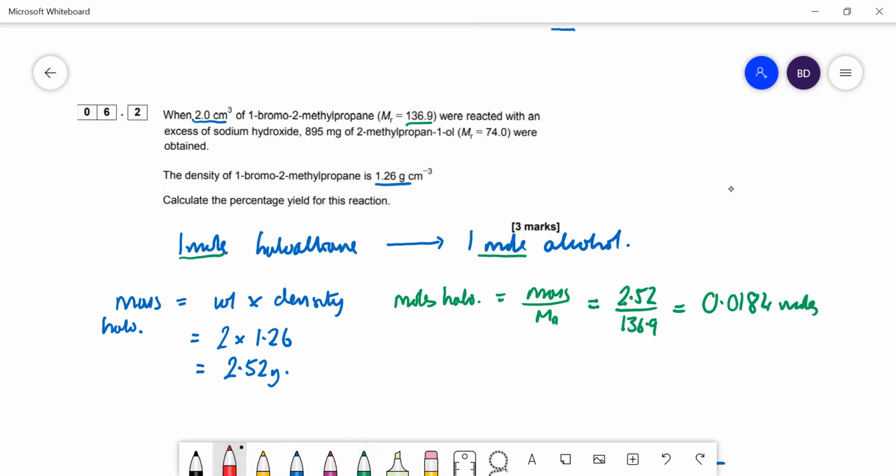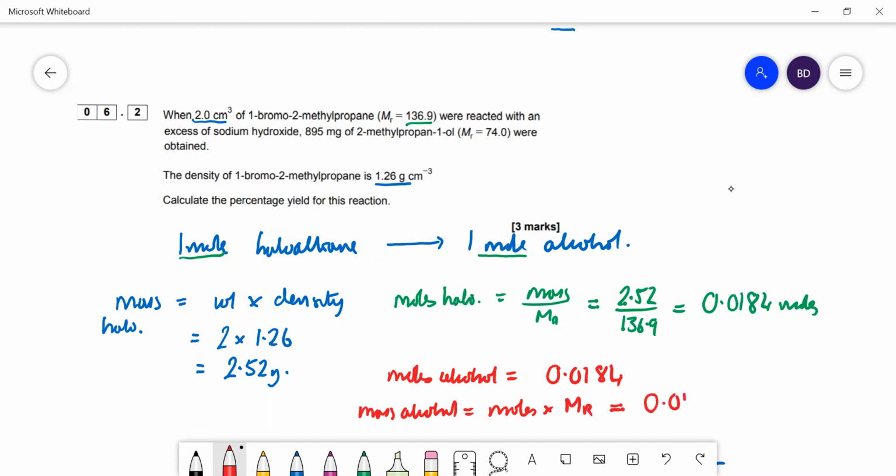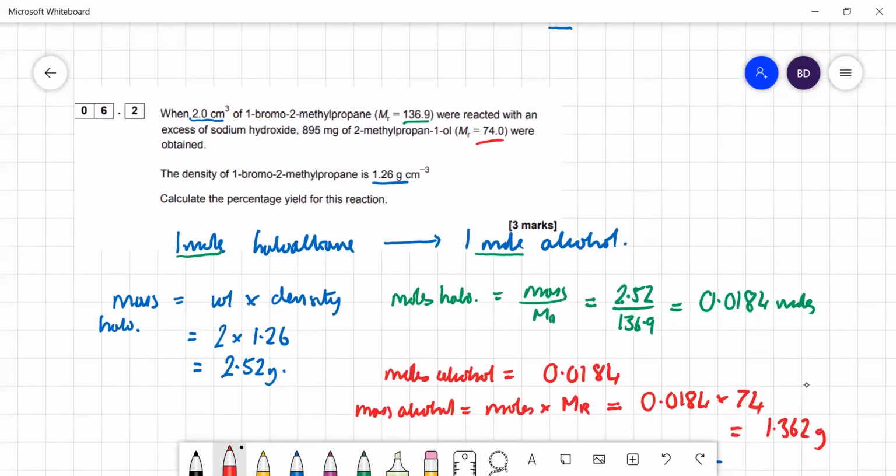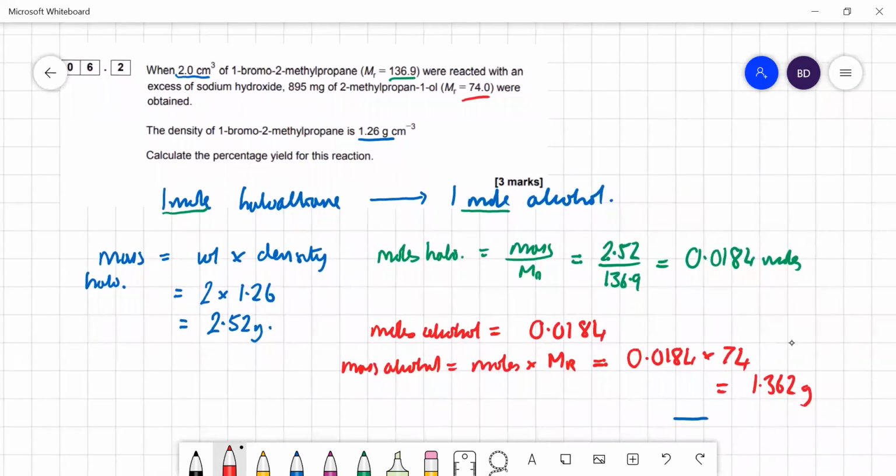Now, 1 mole of the haloalkane gives us 1 mole of the alcohol. So therefore, the moles of alcohol that we get if we've got 100% yield would be equal to that, 0.0184. So the mass of the alcohol is equal to the moles times by the MR. So that's 0.0184 multiplied by the MR of the alcohol, which is 74. That is equal to 1.362 grams. So that's the expected yield. Okay.